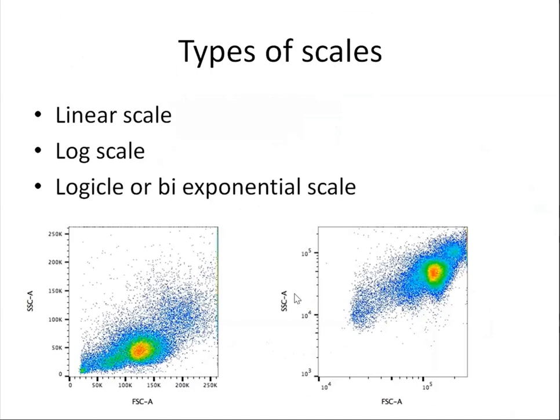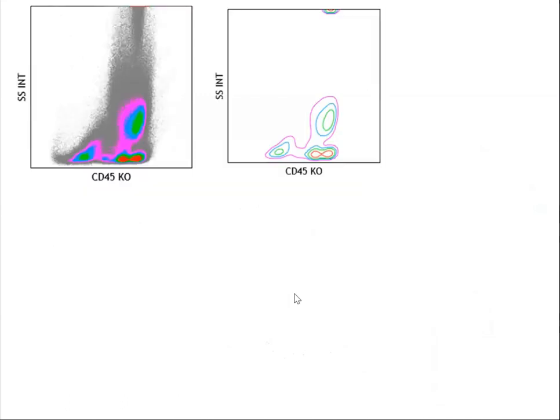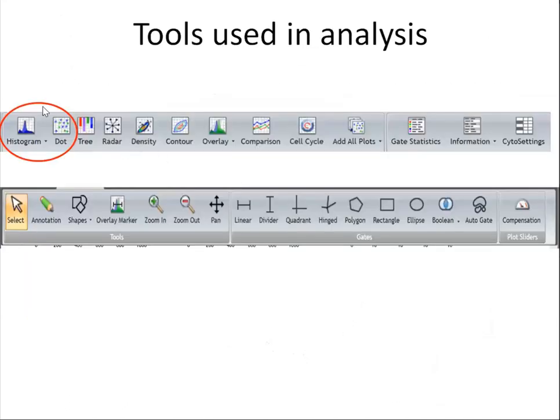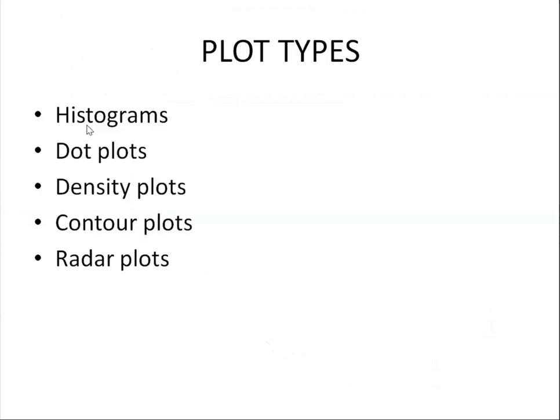Any doubts about the plots? Crystal clear? So we have finished the plots. So you know what is a histogram, a dot plot, a density plot, a contour plot, and a radar plot. Overlay, I'll tell you what that is. Tree plot is something to show the hierarchy; I'll cover that later.